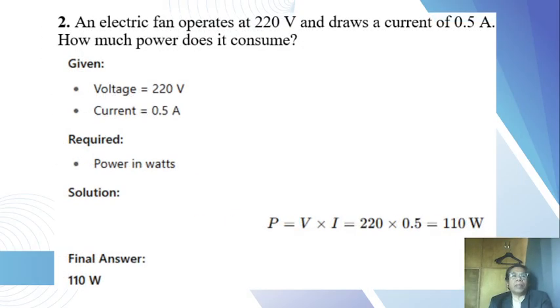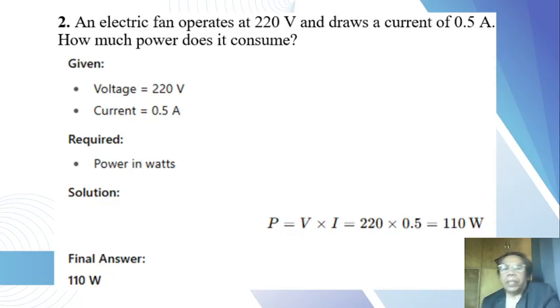So next, problem number 2. An electric fan operates at 220 volts and draws a current of 0.5 amperes. How much power does it consume? Given: voltage 220 volts, current 0.5 ampere, required power in watts. Solution: P is equal to V times I. Substitute the values, 220 times 0.5, the answer is 110 watts.